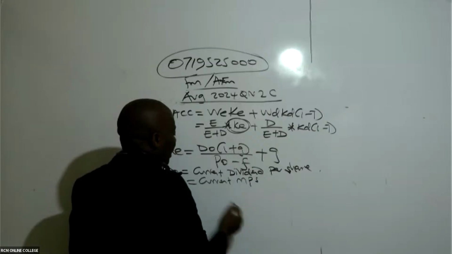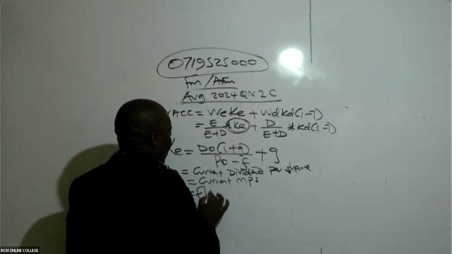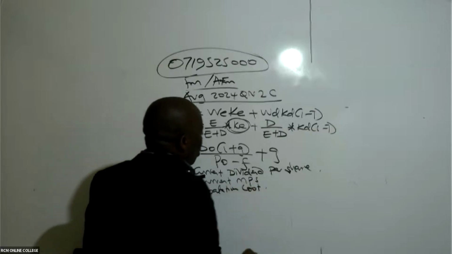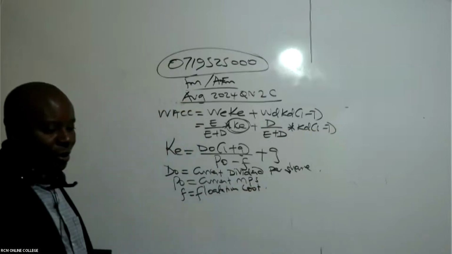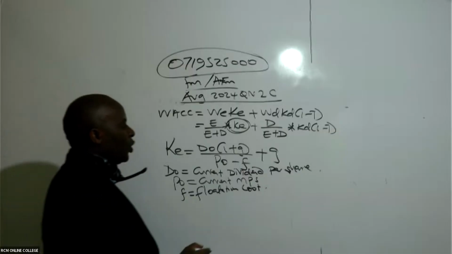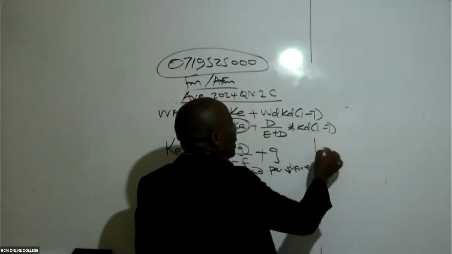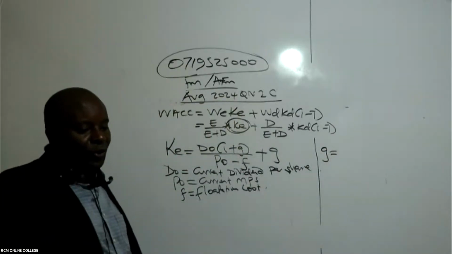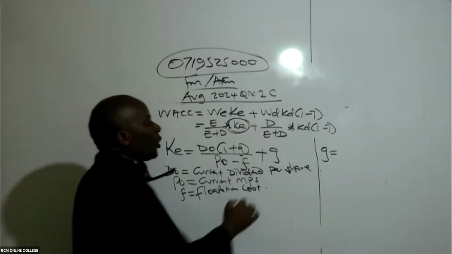Then we have F, which is flotation cost. Then, of course, we have G, which is the growth rate. In most cases, G will never be given to us. In most cases, we must know how to calculate G.